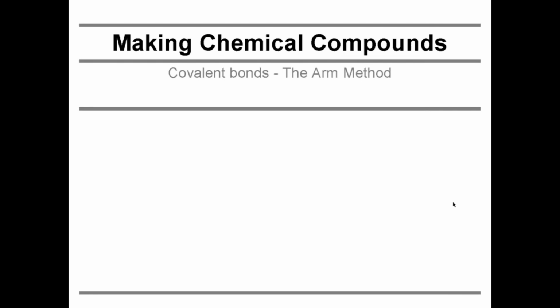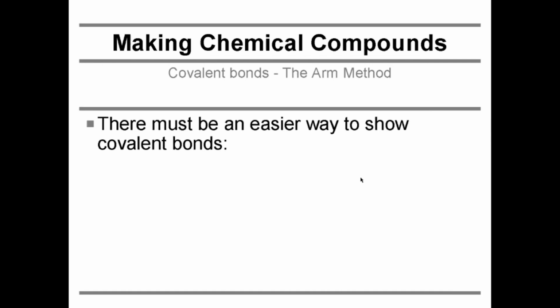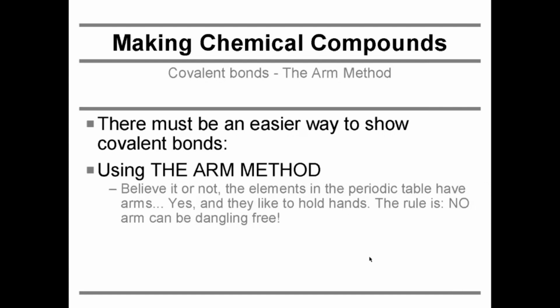There's another way of working with covalent bonds, and that is the so-called ARM method. I'm going to introduce you really quickly to this. What's the ARM method? There's an easier way to show covalent bonding than drawing these dots and seeing what is shared and what's not. We're going to use the ARM method. What is the ARM method? Well, believe it or not, the elements of the periodic table have arms and they can hold hands. Ha! The rule is no arm can be dangling free.